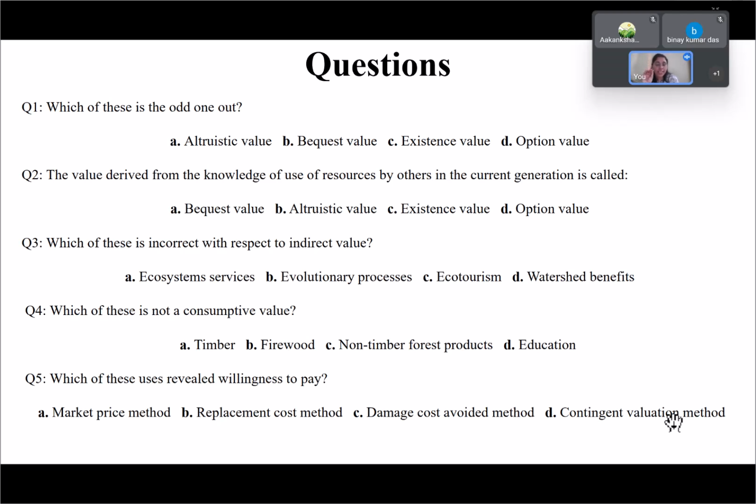Which of these is incorrect with respect to indirect value? So when I say indirect value, which one of these doesn't fall in that? Which of these is not consumptive? Consumptive is basically when you are using the resources directly as products. And lastly, which of these uses revealed willingness to pay? So which method actually falls under that? Yes, I've received the responses. I will give you the answers.